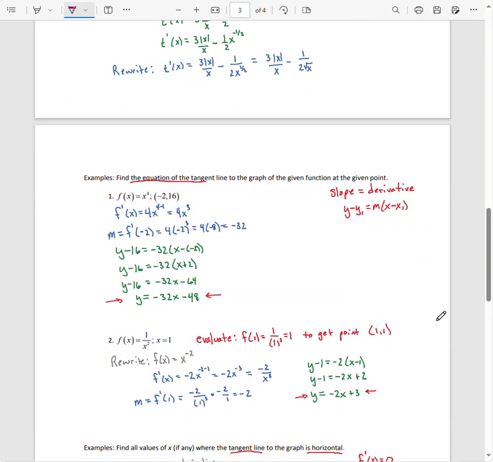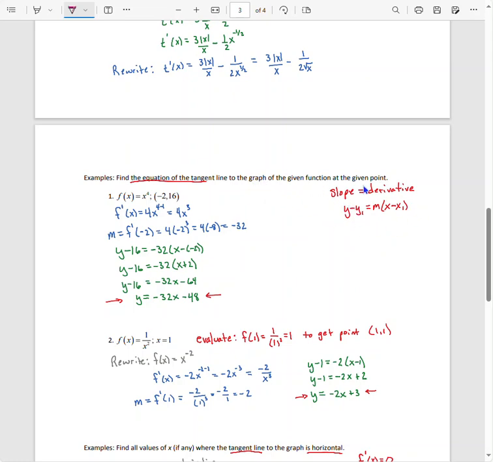Now, a new type here. We're going to find the equation of the tangent line. Remember, equation of the tangent line, anytime we're looking at a line, we're looking at y minus y1 equals m times x minus x1, close parentheses.